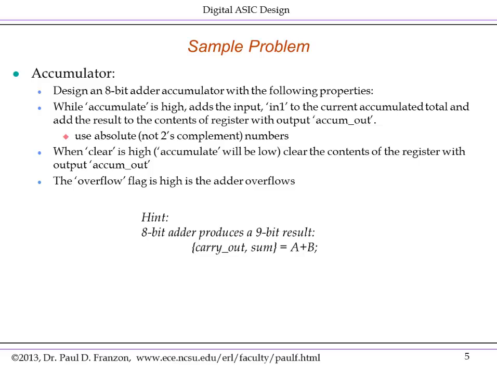Finally, let's finish off with a simple example. We're going to design an 8-bit adder accumulator with certain properties. When accumulator is high, we want to add to the input in 1 and store the result in an output register called accum_out. Going to use absolute, not 2's complement numbers. When clear is high, we want to clear the contents of the register.